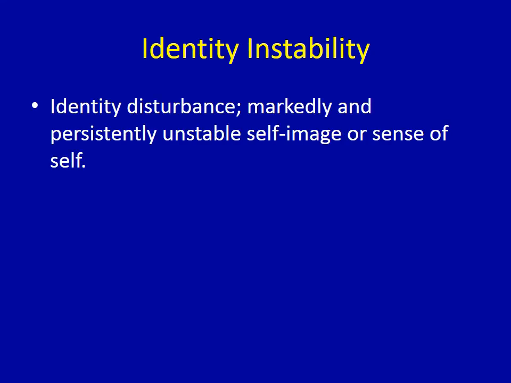Thinking about the domain of identity, this is another domain where we'll see a lot of characteristic instability in this disorder. So one way that you can see identity instability is by disturbances of identity. So an individual whose self-image or sense of self is persistently unstable, that they don't really have a core sense of who they are or what kind of person they are.